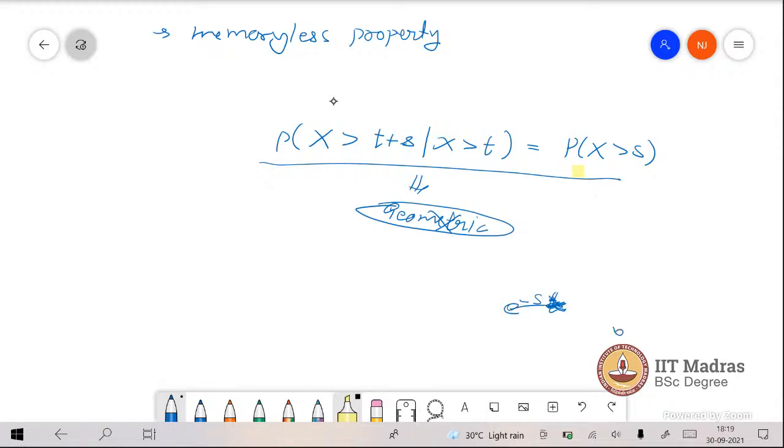X greater than, sorry, e raised to power minus lambda s. Yeah, lambda s is correct. So the slides are wrong then. Yeah, maybe in the slides it is given wrong. So it is called the memoryless property.